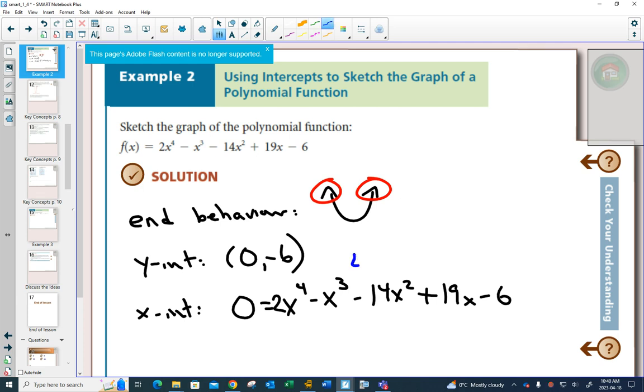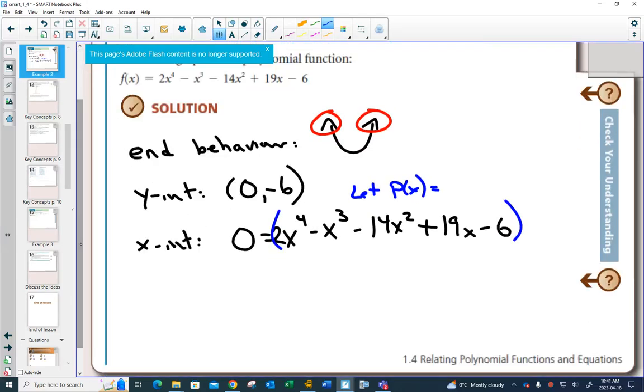And I might write above here, let P of x equal all of this. And we have to use the factor theorem, the remainder theorem, and synthetic division to factor this completely. So, remember, first of all, the possible factors could be things that multiply to give you 6. So that would be 1 and 6, or 2 and 3. And it could be plus or minus 1, plus or minus 2, plus or minus 3, plus or minus 6.